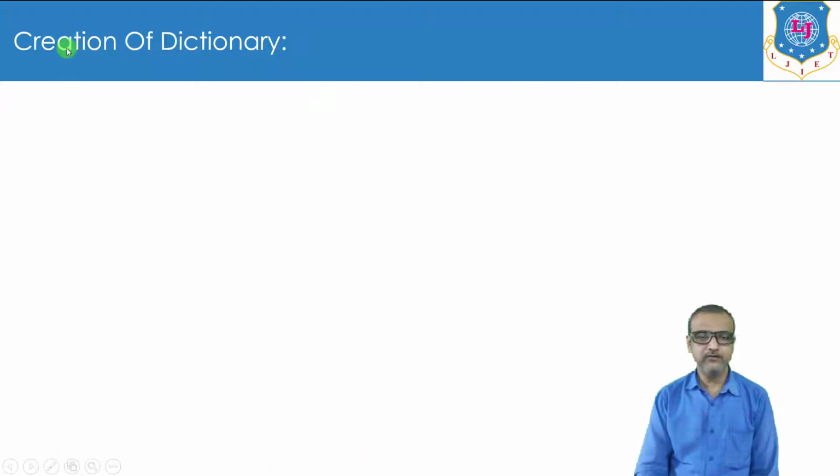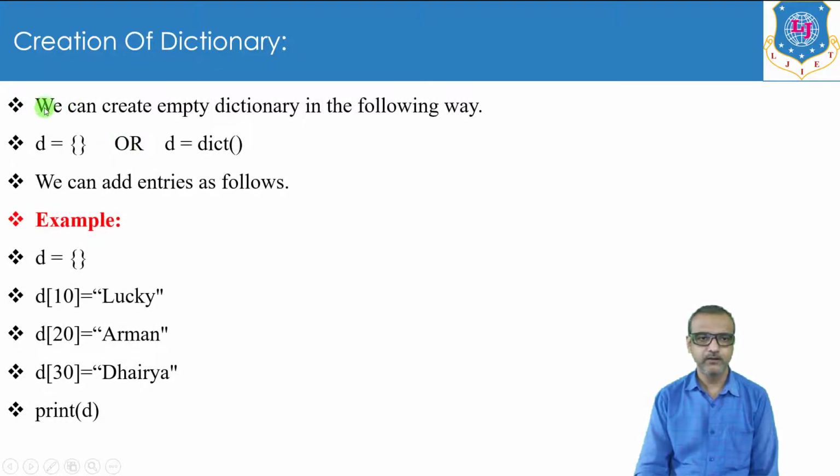Now we will see how to create a dictionary, that is creation of dictionary. We can create an empty dictionary in the following way. For that purpose, we have to just write down the name of the dictionary, say D, that is equals to, in curly brackets, we are not supposed to write down anything. In this way, we can create an empty dictionary, or we can write D equals to dict, then these parentheses.